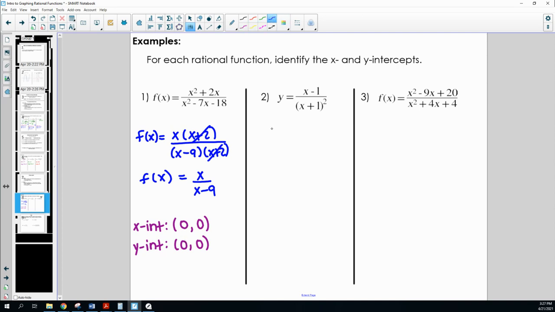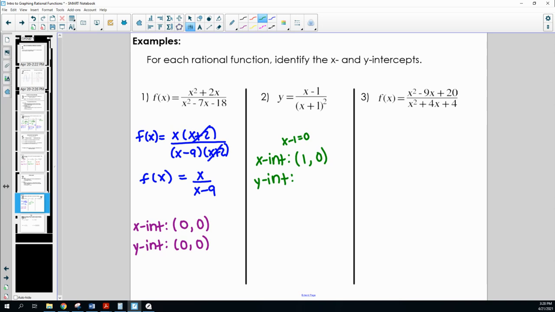So in number 2 here, again, we know that this one is x plus 1 in the bottom. Nothing is going to cancel out. So for the x-intercept, we're going to take the numerator. Because it didn't simplify, we'll just use the original. And we're going to set x minus 1 equal to 0. So when I set x minus 1 equal to 0, I'm going to get that x is equal to 1. Remember that the y value will always be 0 for the x-intercept. So 1, 0.